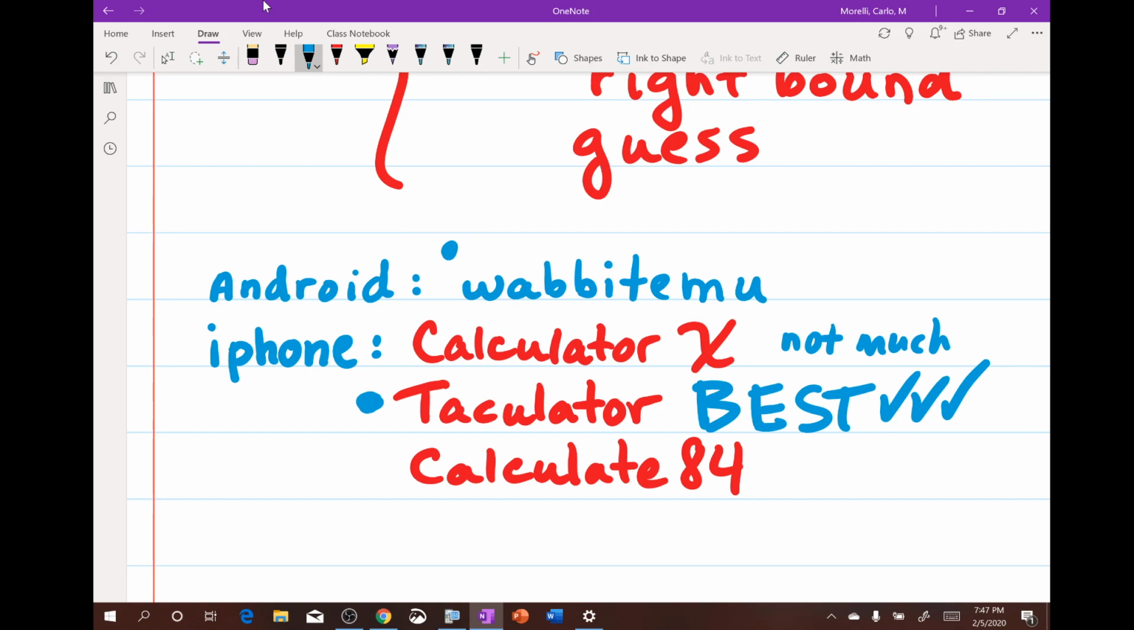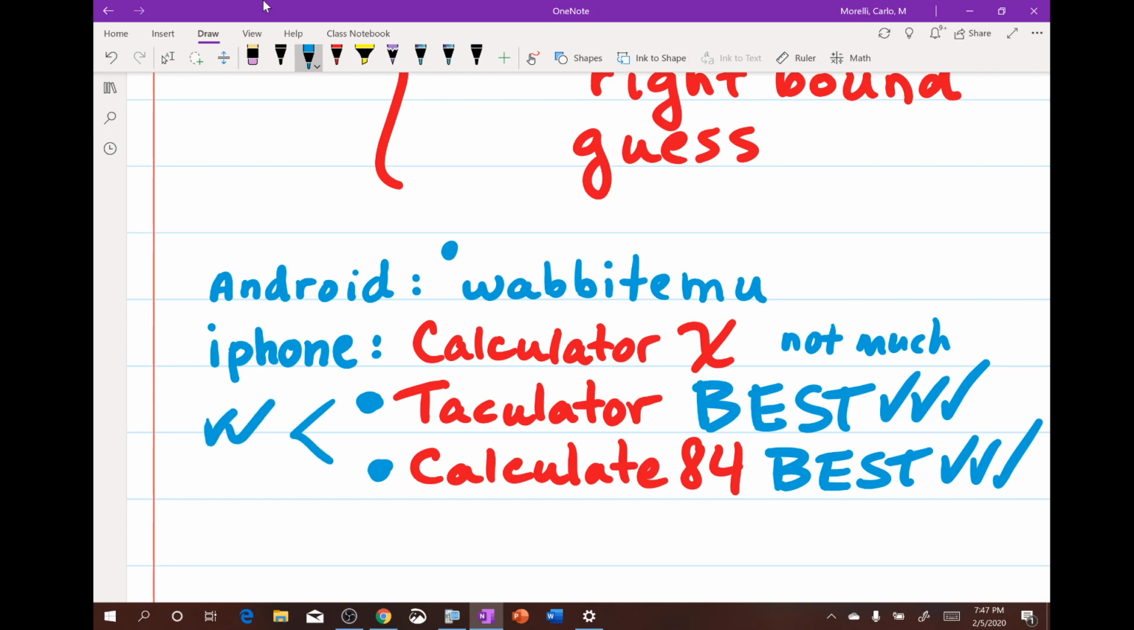Let me look at the other one. Calculate 84. Okay, this one also looks pretty good. I can't remember which one is free, but one of them is free. So it's either this one or this one. These are great, Taculator and Calculate 84. For Android, I know Wabbit Emu is good, or I would try to search for Taculator or Calculate 84 on the Android Google Play Store and see which one you get.